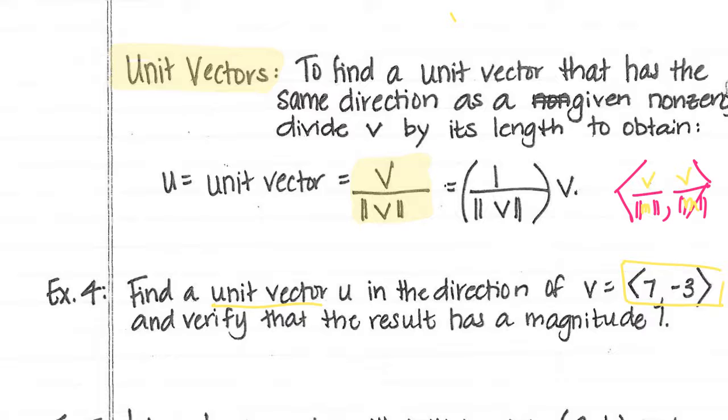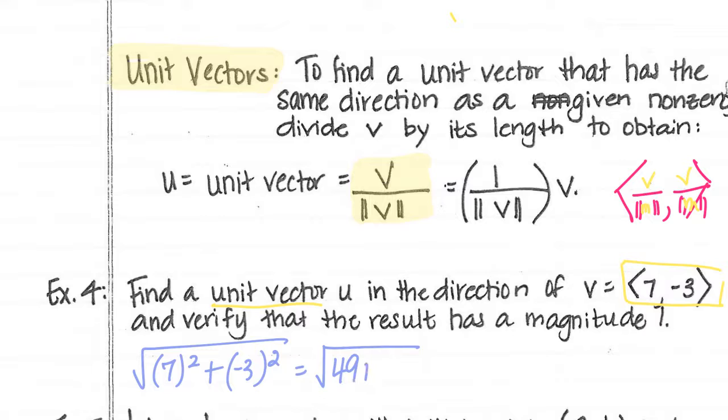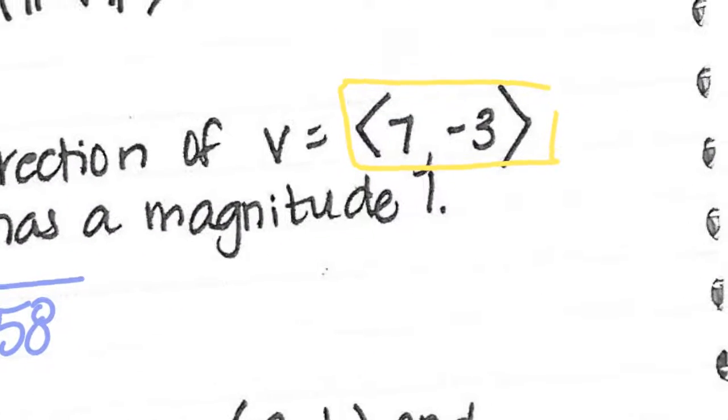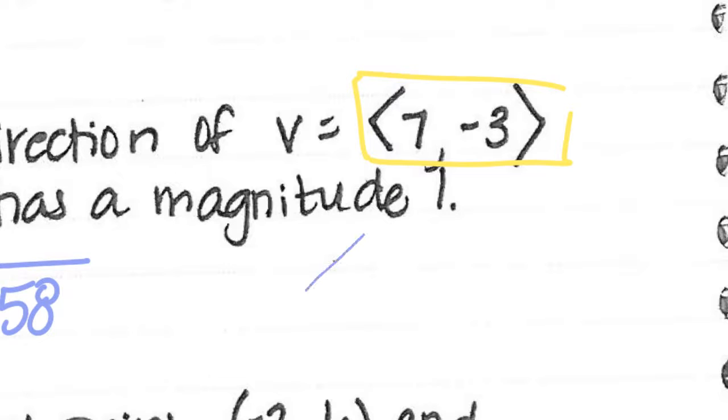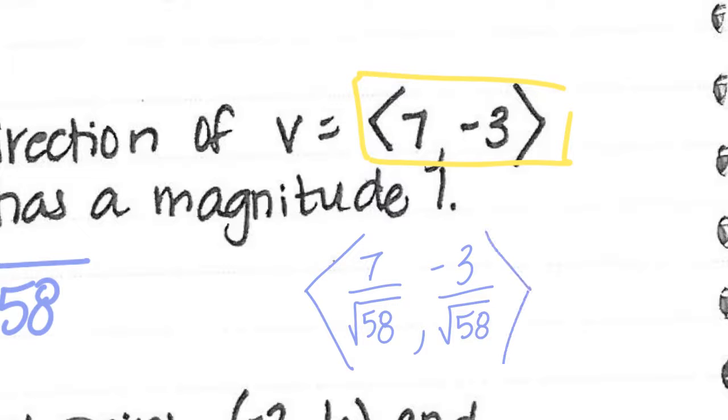Now, remember, when we're given that component form, we can just take 7 squared and add it to -3 squared, and we will get the magnitude. So 7 squared is 49. -3 squared is 9, so it looks like we have the square root of 58. So in order to write this answer, we are literally going to take component form and put 7 over the square root of 58 and -3 over the square root of 58, and voila, we have what we call the unit vector.